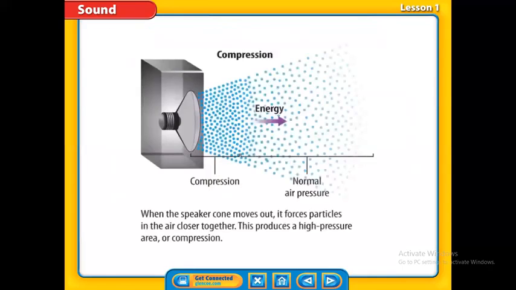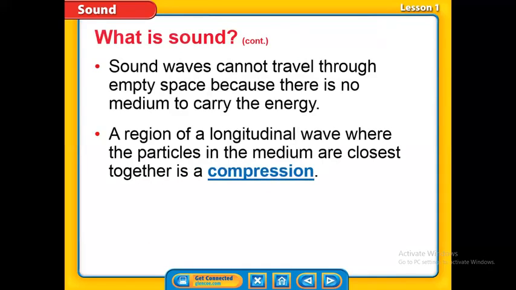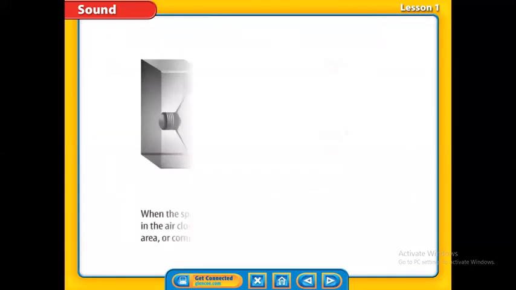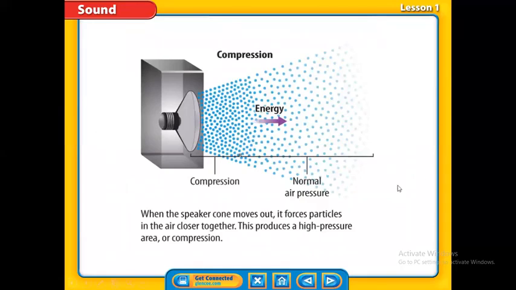So here we're saying that the sound waves cannot travel through empty space. As we said, they carry, of course, the energy. They do not move the particles of the matter. So in here we are showing you how the particles move in order to carry the sound energy from the speaker in here.